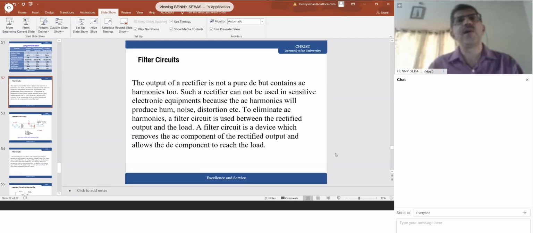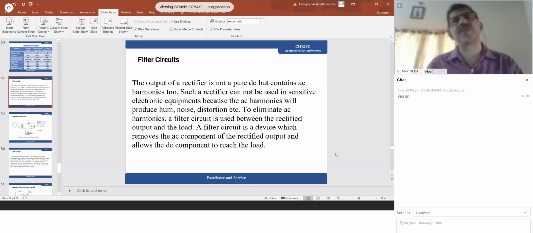Hum and noise, we normally say; you can check the meaning of hum and noise. Hum is the unwanted, echo-related sound that will come. Then distortion. Suppose you are giving a sine wave, you will not get the output as a sine wave. Instead, it will be a distorted output, not a pure sine wave, maybe a little triangular, rectangular or square format, etc.